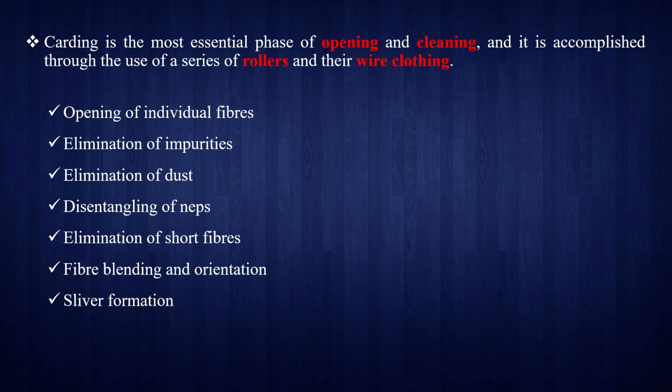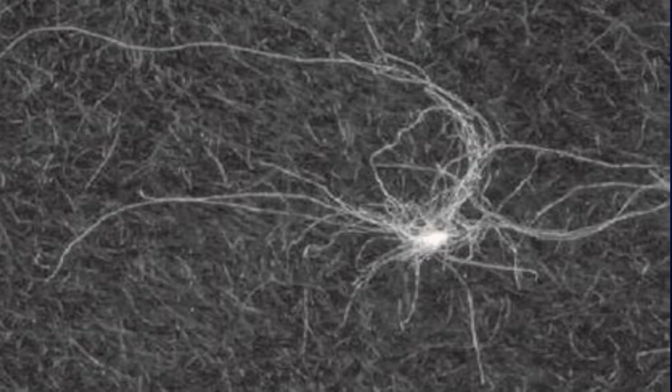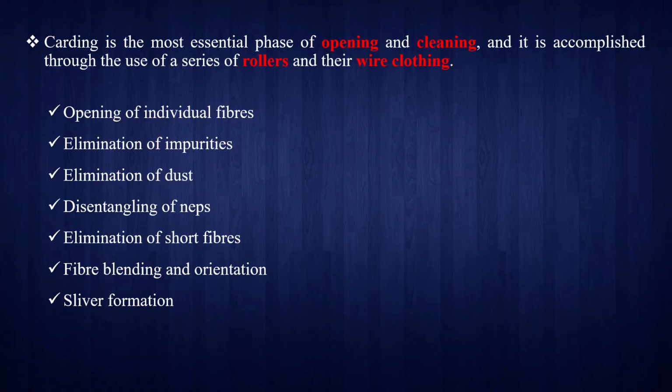The next objectives are elimination of impurities, elimination of dust, and disentanglement of naps. Naps are small entanglements of fibers that are removed during the carding process. Then elimination of short fibers. Due to mixing of different grades of cotton fiber in the feeding zone of carding machine, the blending or mixing process happens within the carding machine. And the number of parallel fibers also increases due to orientation of fibers. The last process is sliver formation. Due to use of one condenser, also called trumpet, the sliver is formed after condensing the carded web.